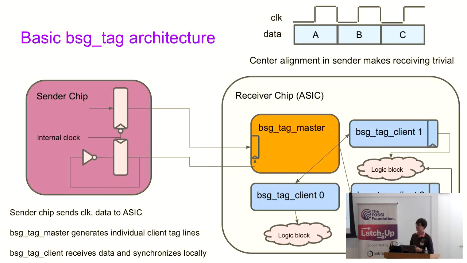So the basic BSG tag architecture here is a master client architecture where you have a sender chip sending a center-aligned source-synchronous clock and data to a tag master, which lives on the ASIC. The tag master then distributes those signals to the tag clients that actually configure it within the logic blocks. The BSG tag master is generating the individual tag lines, but the BSG tag client is interpreting them and generating the data locally.